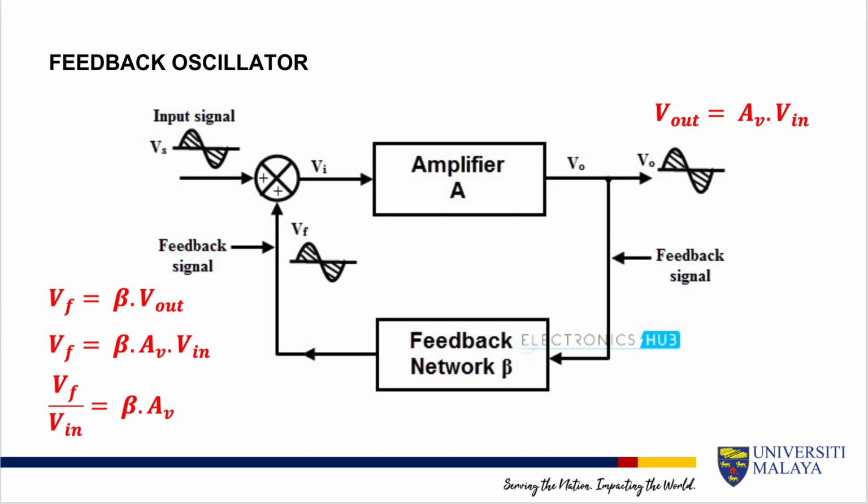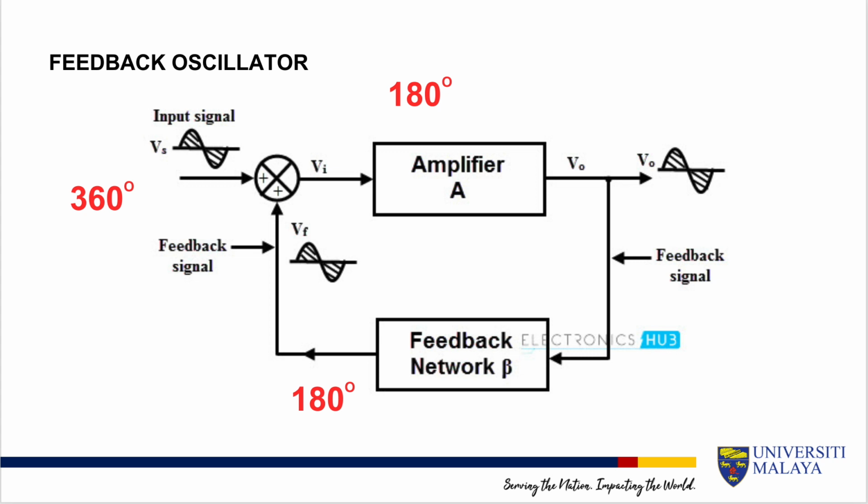As some of the energy goes back to the input, we get a voltage called Vf. Here Vf is equal to the attenuation factor beta times the output voltage V out. Now in order for the circuit to work, the feedback network must provide a signal that is in phase with the input signal. So the amplifier provides a 180-degree phase shift relative to the input signal.